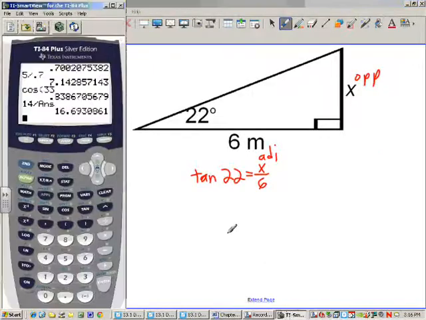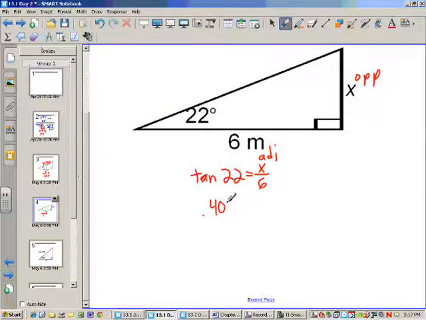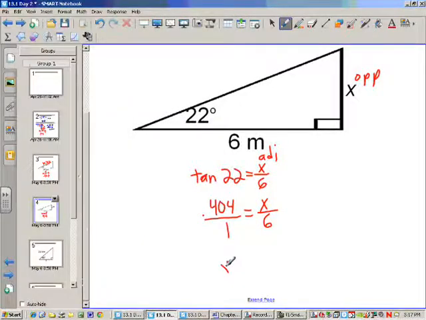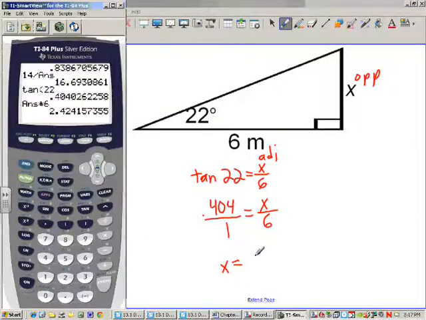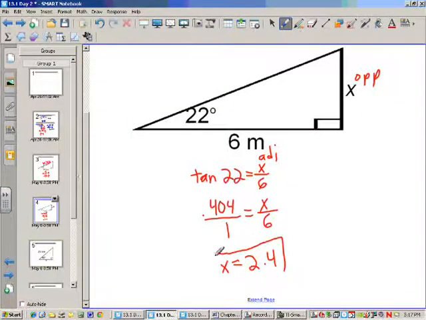Now tangent of 22, I type that in the calculator. Tangent of 22, enter. That's 0.404 is equal to x over 6. Now I cross multiply and divide, and it's 6 times that divided by 1, which is just 6 times that, so we can just multiply that answer times 6. And my x value is 2.4, let's just leave it at that. It'll be about 2.4 meters would be this opposite side.